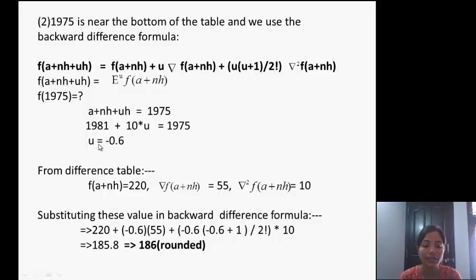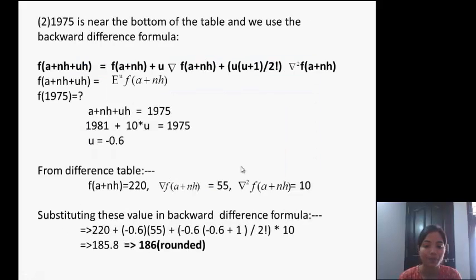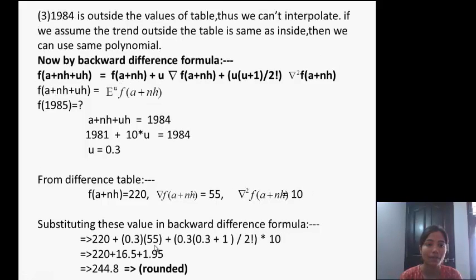By this we can generate our u, that is minus 0.6. From the difference table, this is f of a plus nh, this is del f of a plus nh, and this is del square f of a plus nh. Now substituting these values in the backward difference formula, we have our result 186 for the year 1975.